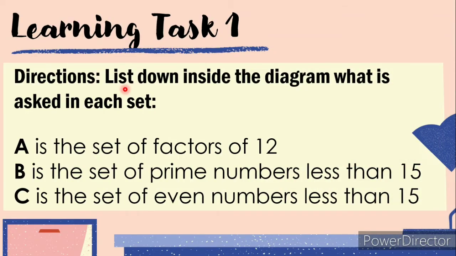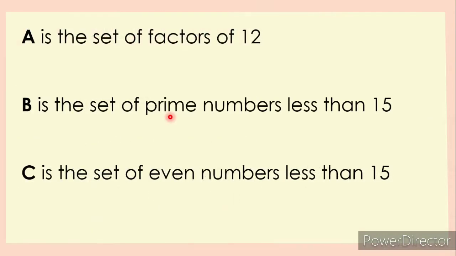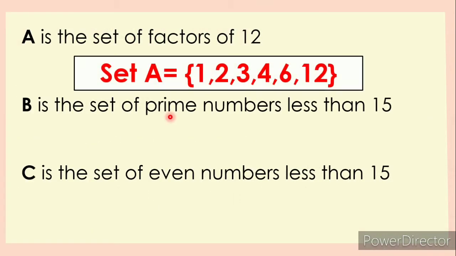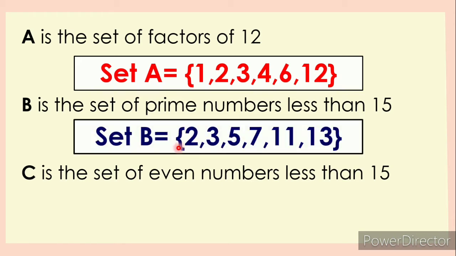Learning task number 1. List down inside the diagram what is asked in each set. First, we have the set of factors of 12. Set A is equal to 1, 2, 3, 4, 6, and 12. Next, set of prime numbers less than 15. So we have set B is equal to 2, 3, 5, 7, 11, and 13.